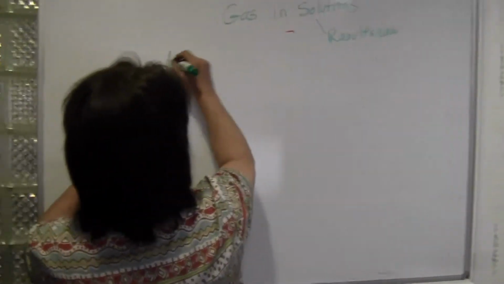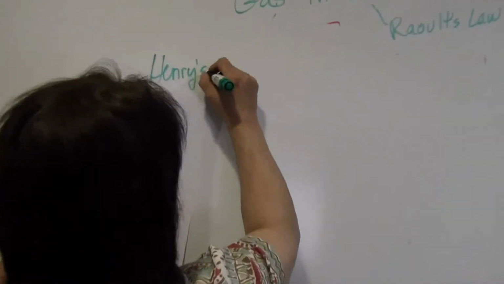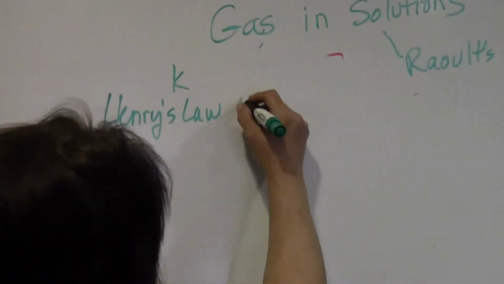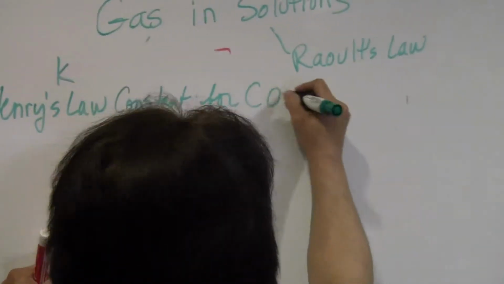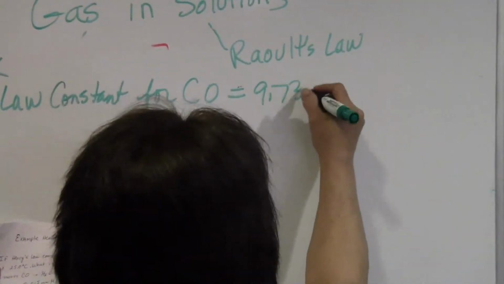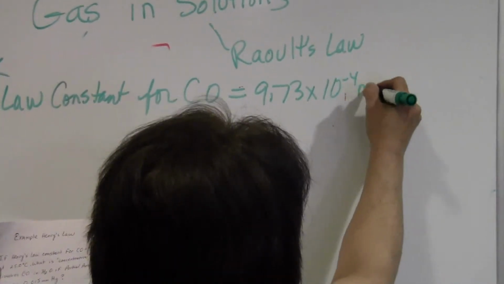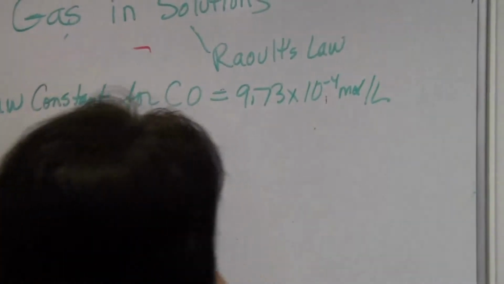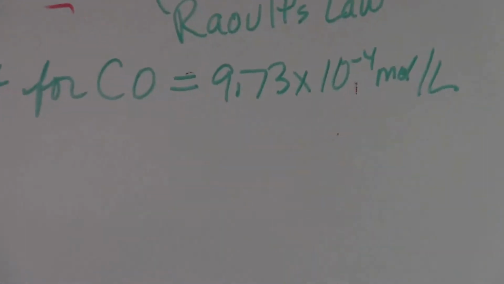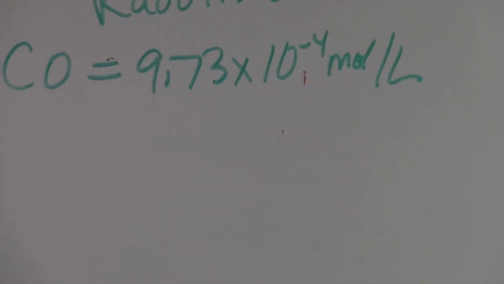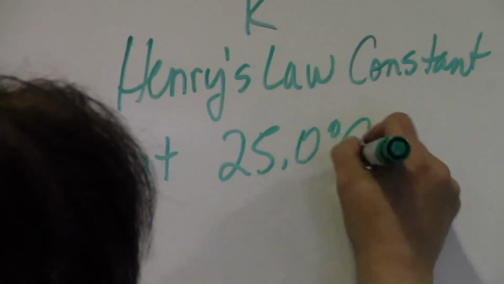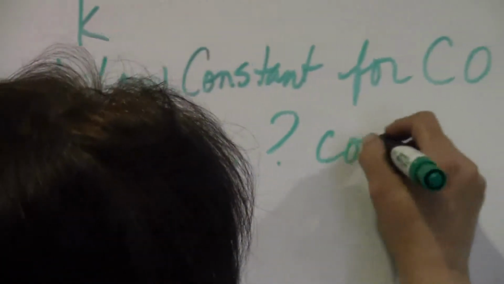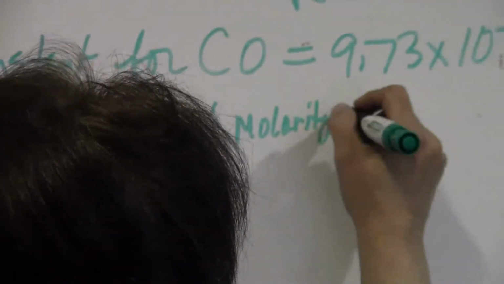They're going to give you the Henry's Law constant. That's the K. They say the Henry's Law constant for carbon monoxide is 9.73 times 10 to the minus 4th moles per liter. Why are they giving us moles per liter? All right, we keep going. They're telling us it's 25.0 degrees centigrade. They want to know what is the concentration. Remember, think molarity for concentration.